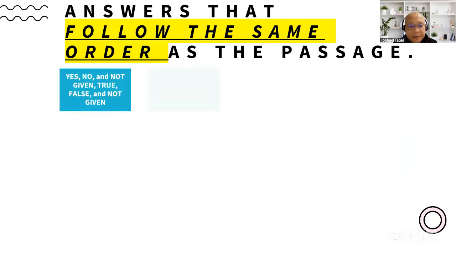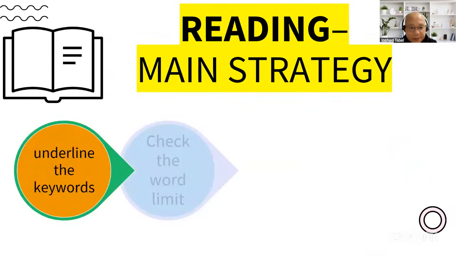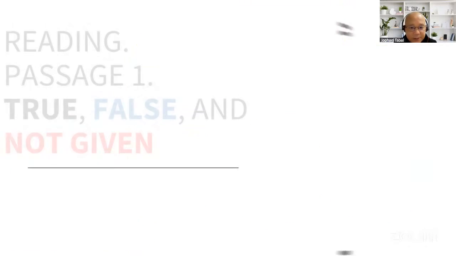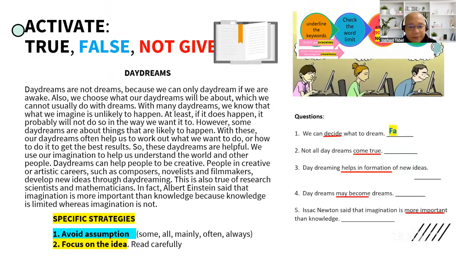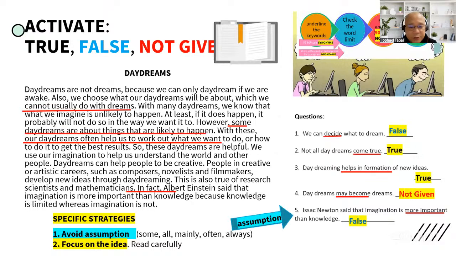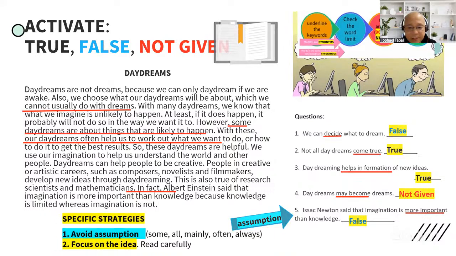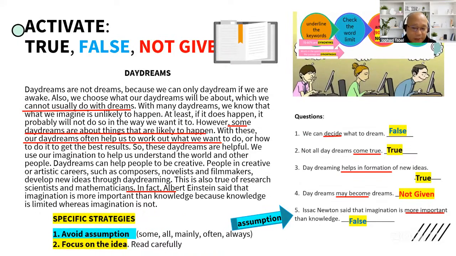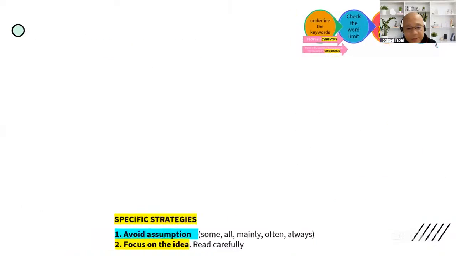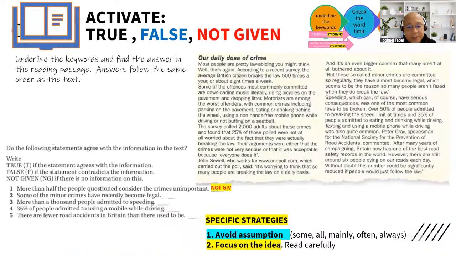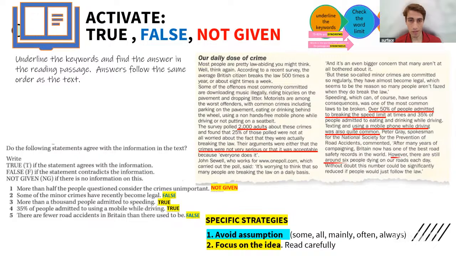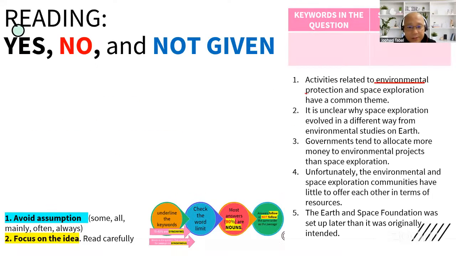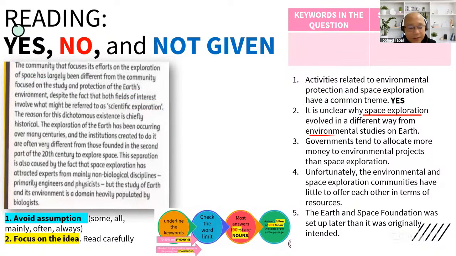Now, I'd like to tell you the main difficulty here is yes, no, not given. The main difficulty is that some students make an assumption. This is the biggest difficulty they have, even though they are at an advanced level. When they assume the answer, they should have evidence for it, otherwise they get an incorrect answer. I have an example here of an assumption. The rest is easy, except for number one: avoid assumption.